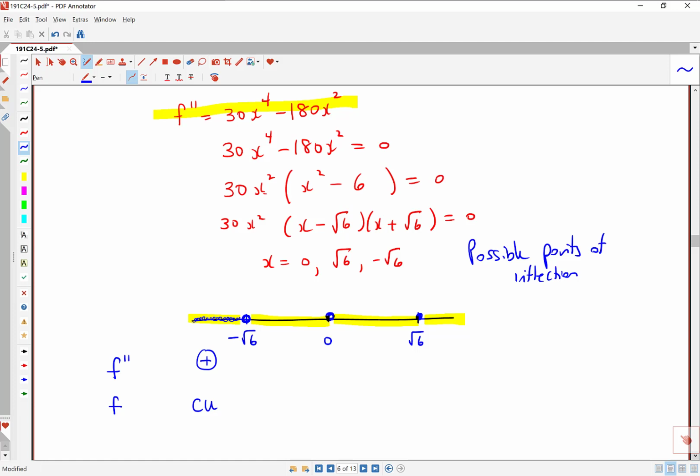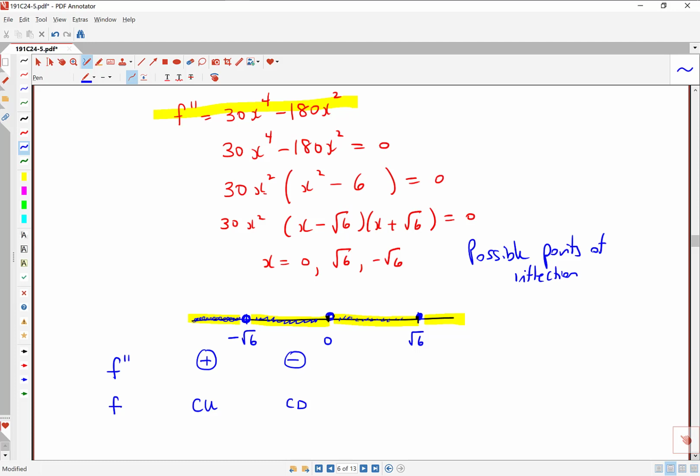Okay, then for the second interval, you're looking for a number that's strictly between negative root 6 and 0. So maybe something like negative 2 or negative 1 would be a good choice there. So pick a number there, plug it into f double prime, and you get a negative number. So that tells us that our function is concave down for all the x values between negative root 6 and 0. Okay, then we go over to our third interval.